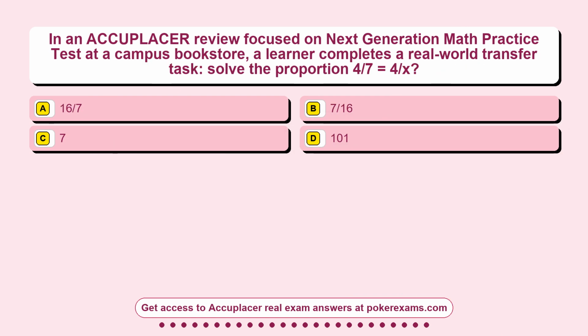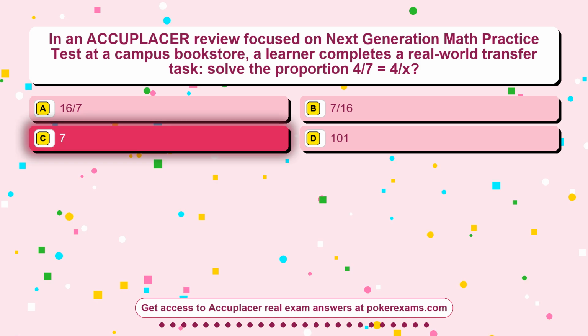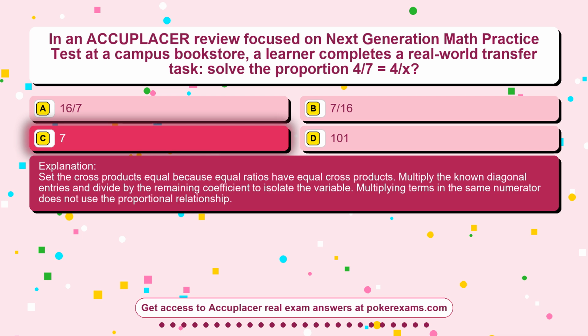Question 21. In an Accuplacer review focused on next-generation math practice test at a campus bookstore, a learner completes a real-world transfer task. Solve the proportion 4/7 equals 4/x. Option A, 16/7. Option B, 7/16. Option C, 7. Option D, 101. The correct answer is option C, 7. Set the cross products equal because equal ratios have equal cross products. Multiply the known diagonal entries and divide by the remaining coefficient to isolate the variable. Multiplying terms in the same numerator does not use the proportional relationship.